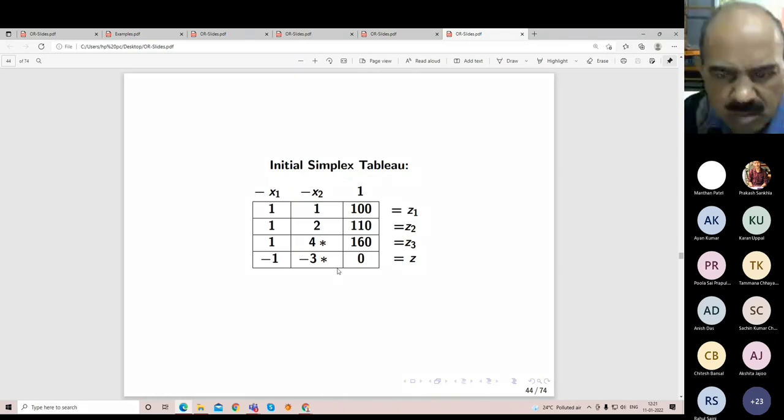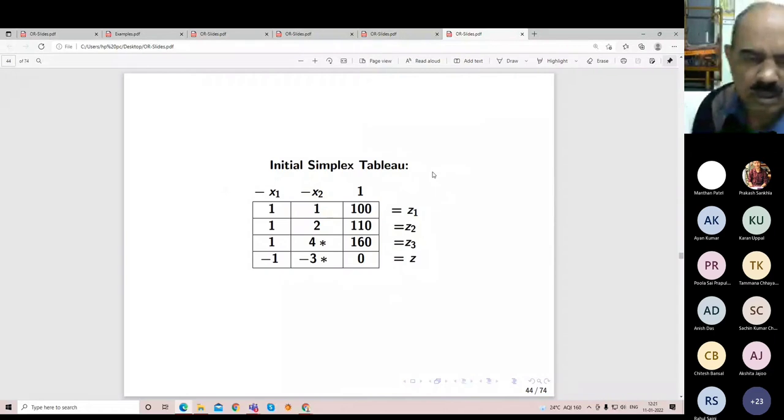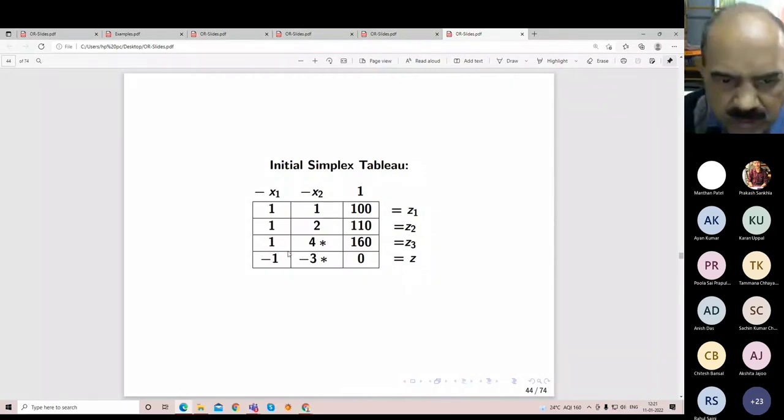This table we can name as the initial simplex table. With respect to the 4 rows, the first row represents the first constraint, the second row the second constraint, the third row the third constraint, and the last row represents the objective function. There are also some labels you can see here in the first column at the top.